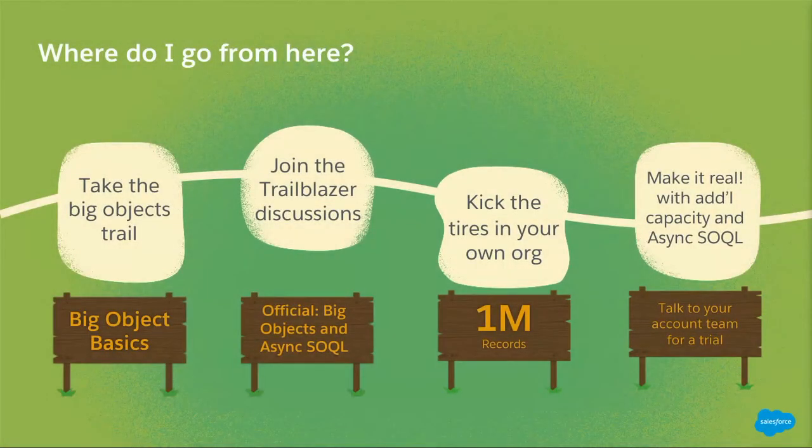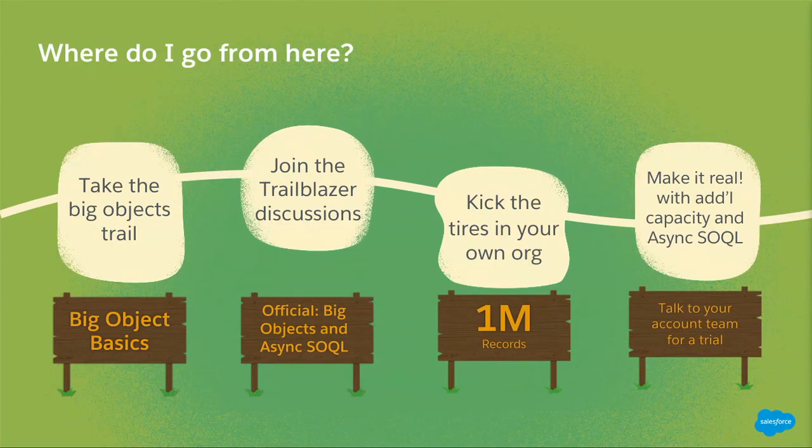So where does that leave us? First of all, some of you may not have noticed there was no forward-looking statement slide in this deck. It was not an accident. That was not an omission. We are now GA with big objects and async SOQL. It's been a great road that we've taken to get here, but we're now here.